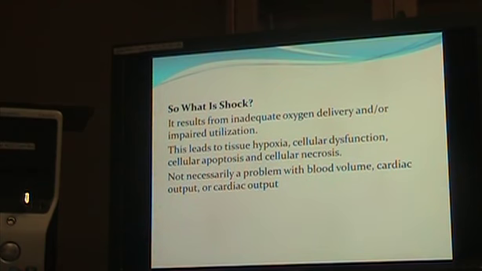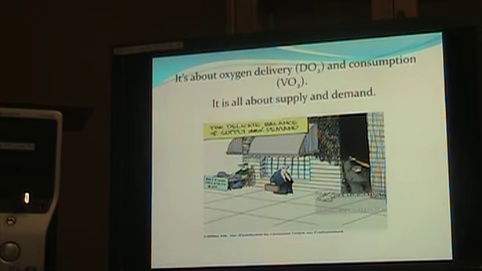Now it's not necessarily a problem with blood volume or cardiac output. It can be through a number of different reasons. Sometimes it's at the cellular level, as with cyanide toxicity, where everything is completely adequate in the body except the cells, quite simply, are not able to utilize the oxygen. So again, it's about oxygen delivery and consumption of oxygen. Oxygen delivery is denoted as DO2, delivery of oxygen, and consumption is VO2. So it's a law of supply and demand. It's as simple as that.